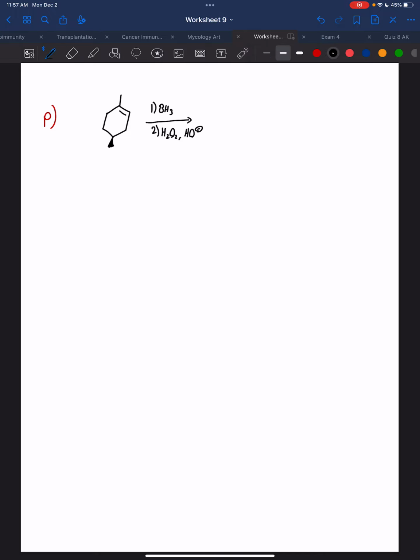And so hydroboration is syn addition. I put oxidation occurs with retention of configuration. I'm not quite sure what I meant by that, but I'm sure as we go through the mechanism that we'll be able to see what that means. Results in racemic mixture.